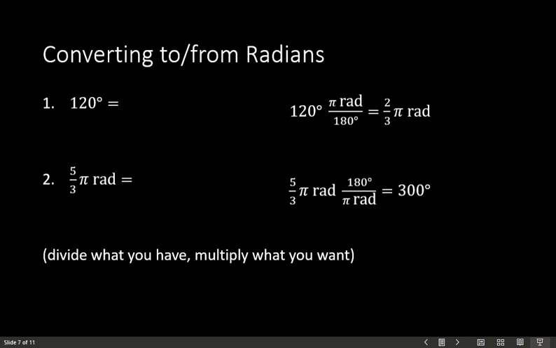In this case, the units we're talking about. So you're always going to use pi and 180. Divide by the one you have, multiply by the one you want. That way the one you have cancels, and you end up with the one you want.